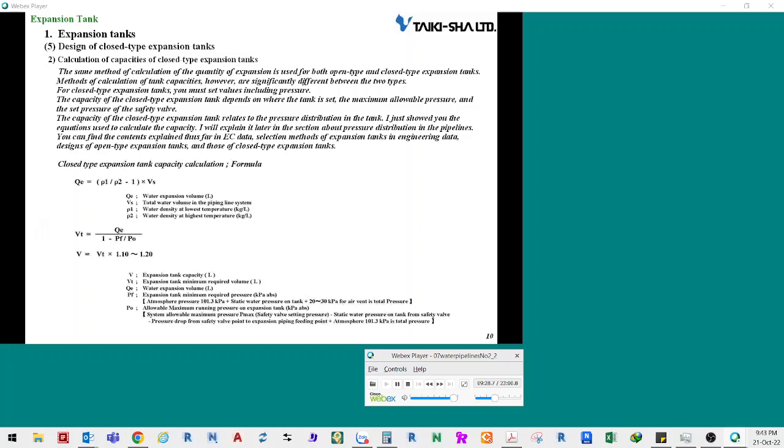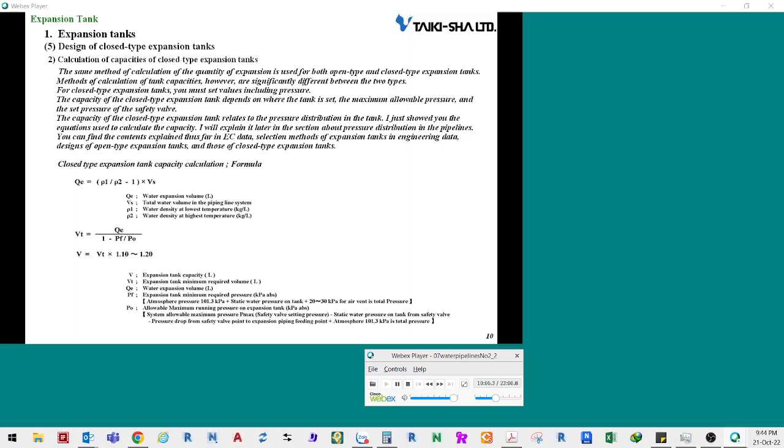For closed-type expansion tanks, you must set values including pressure. The capacity of a closed-type expansion tank depends on where the tank is set, the maximum allowable pressure, and the set pressure of the safety valve. The capacity of a closed-type expansion tank relates to the pressure distribution in the tank. I just showed you the equations used to calculate the capacity. I will explain it later in this section about pressure distribution in the pipelines.